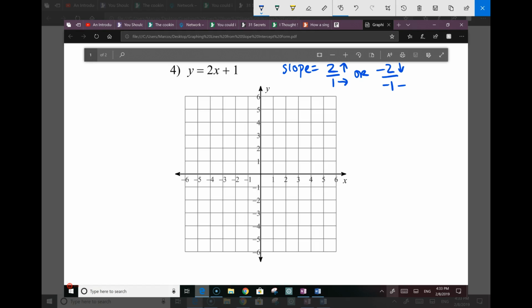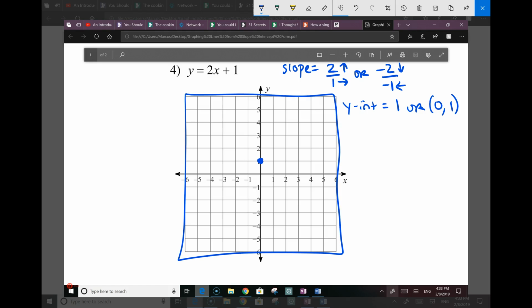So down and left. My y-intercept is 1, which is this number here, or as an ordered pair, I could write 0, 1. Okay, so 0, 1 would be right over here. And then from there, I have to decide which slope would allow me to move nicely within this space, just like last time, without leaving it.